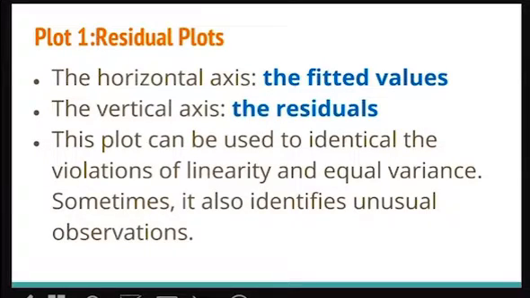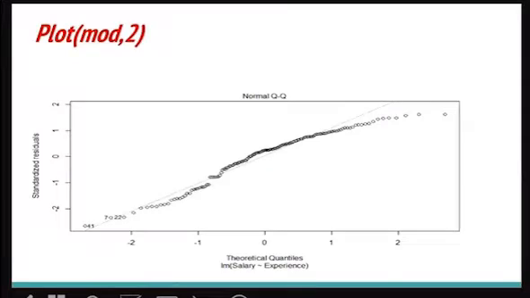Okay. Now the next plot that I call plot mode, 2 is what we call a normal QQ plot. The normal QQ plots enable us to investigate whether there's a violation of normality of the error. One of the assumptions is that error should follow normal distribution. And before we can actually guarantee normality, we expect most of the points to fall on the diagonal straight line.